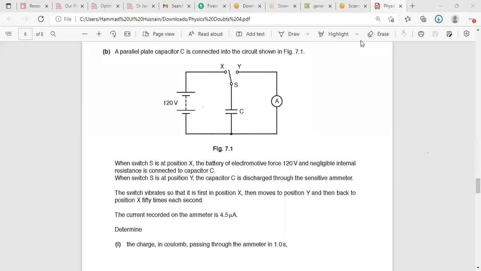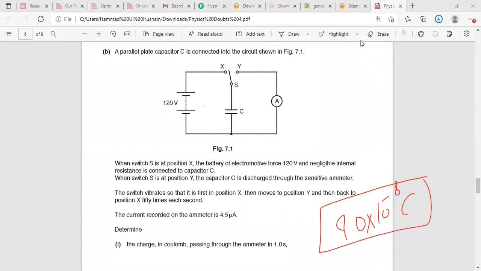3.75 times 10 to the power negative 8. Okay. The answer here is 9.0 into 10 raised to power minus 8. Okay, I will check it after the class. I don't know why the answer is not right in this case, but I will just send you a voice note and then explain it in that voice note.